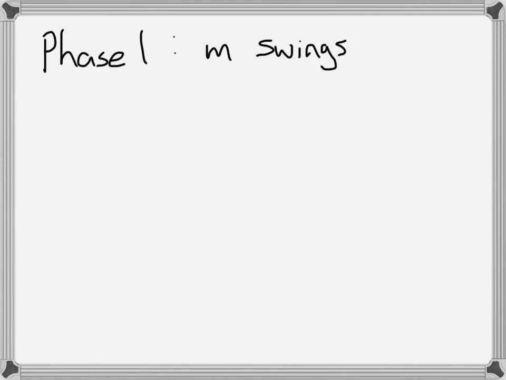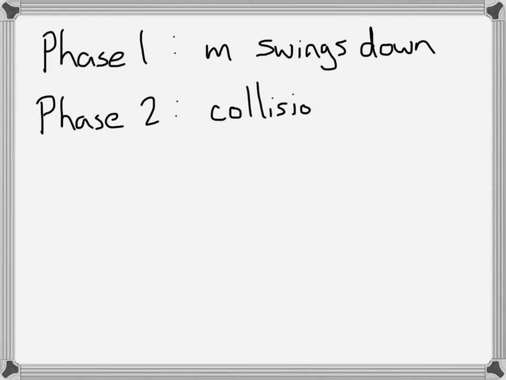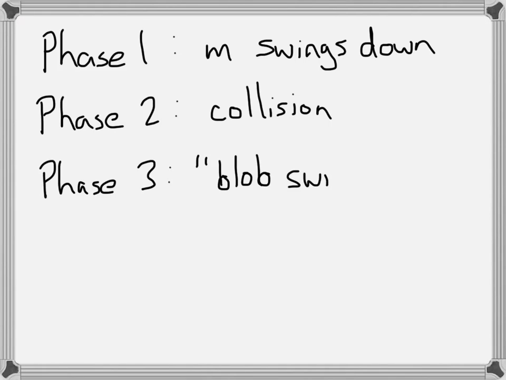All right, so the way I like to think of this problem is in 3 phases. First of all, I like to think of phase 1 as the mass M swinging down. Then phase 2 is when the collision happens. And then phase 3 is when the blob, that's the 2 masses stuck together, swings up to a different height. So I want to think of those 3 things as 3 different phases, and you'll see as we're thinking about this why I split it up in 3 phases, because different things are conserved during each of these phases.